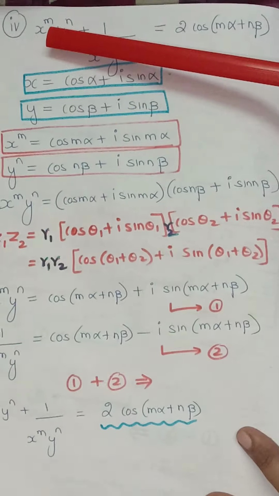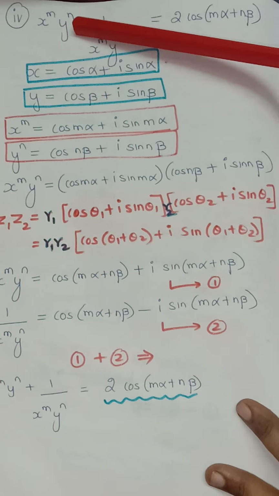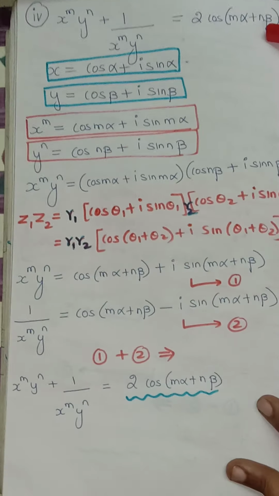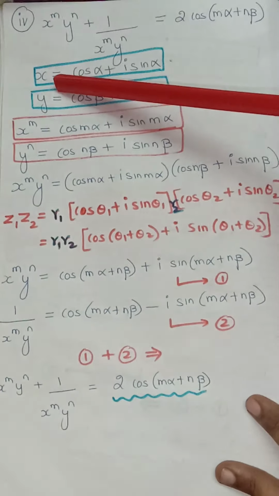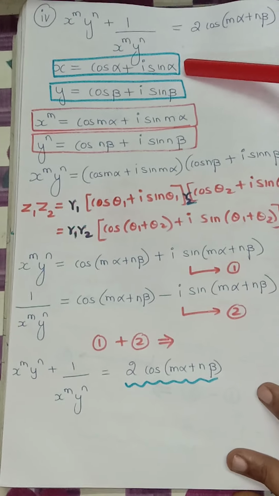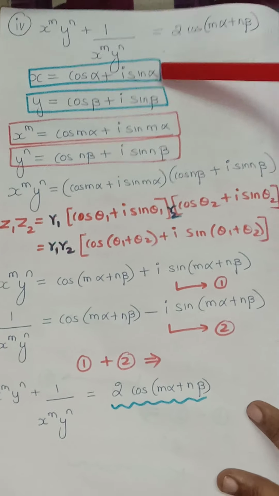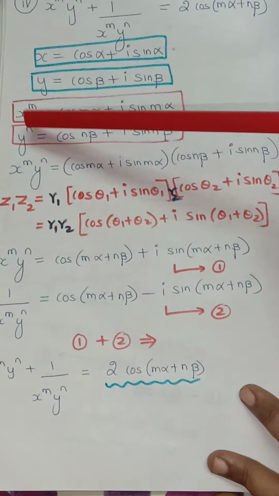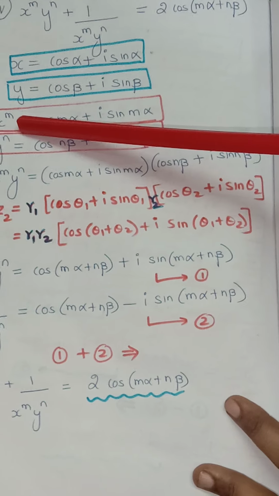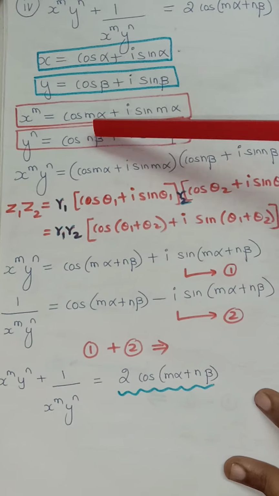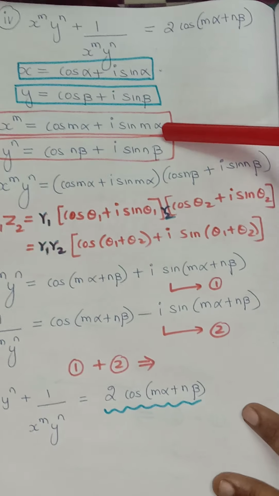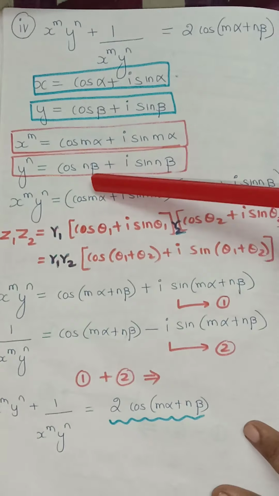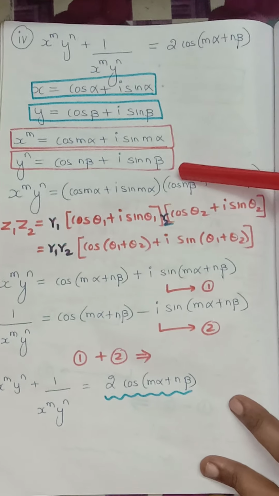Now let us come to the fourth subdivision: x^m y^n + 1/(x^m y^n) is equal to 2 cos(m alpha plus n beta). Already what we got, that x and y values I have written here. x is equal to cos alpha + i sin alpha, y is equal to cos beta + i sin beta. In the last subdivision I explained how to find the x^m value. Applying de Moivre's rule, I will have cos m alpha + i sin m alpha. Similarly, for y^n I apply de Moivre's rule and I will have cos n beta + i sin n beta.